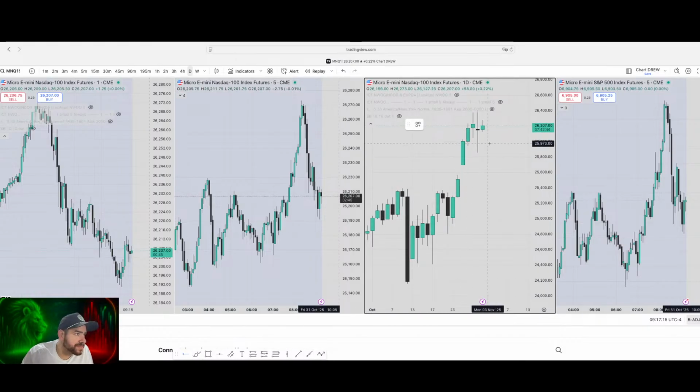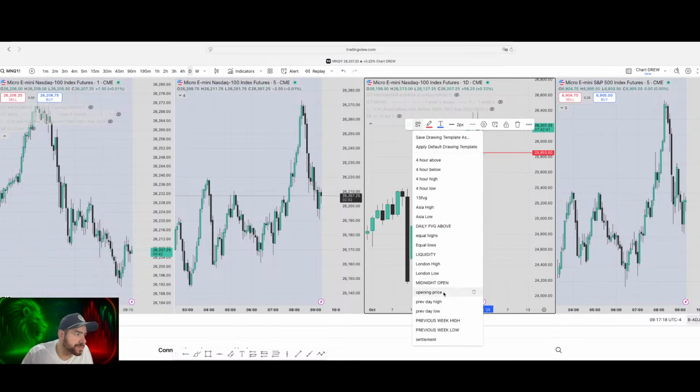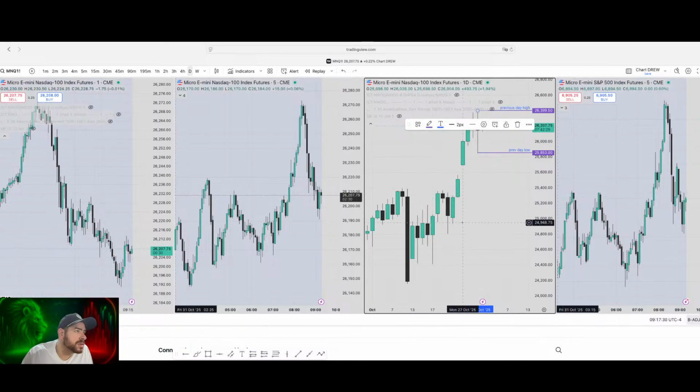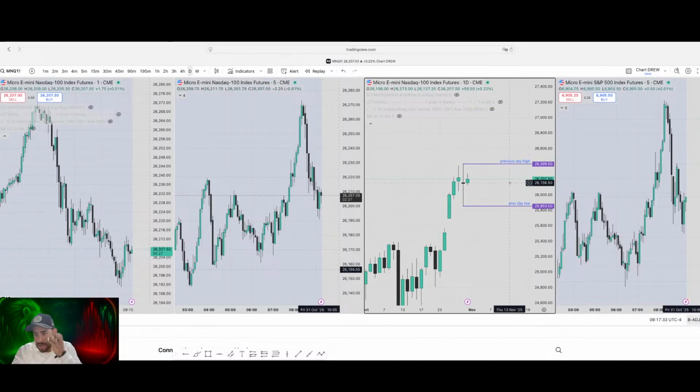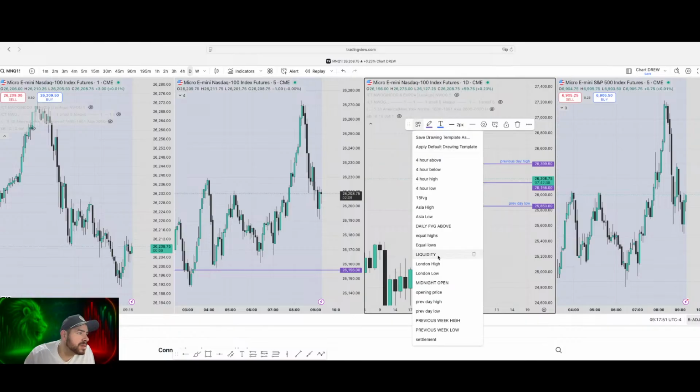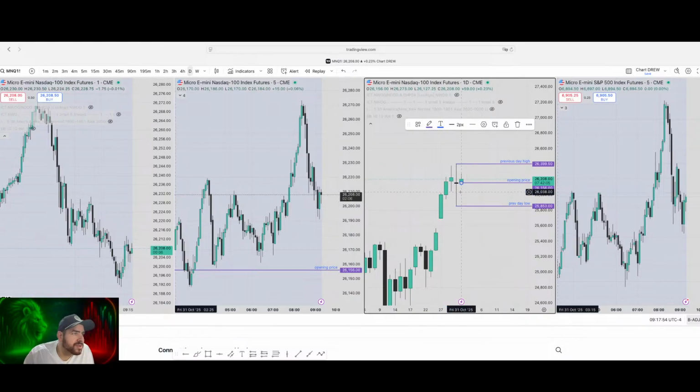But we are going to mark yesterday's low, previous day low, and let's see, previous day high. Previous day high, previous day low. Just to let us know where we're going, we're going to do the opening price here. On the daily candle, opening price is where the candle opened up, right there.